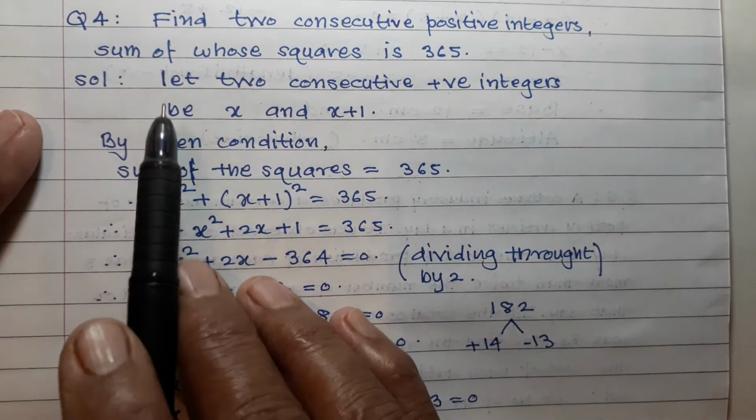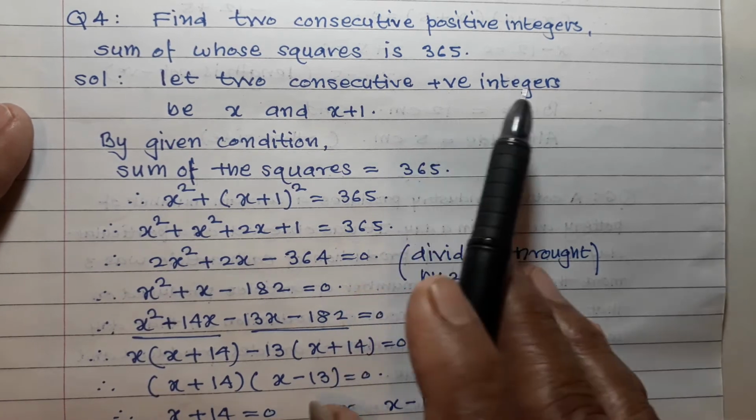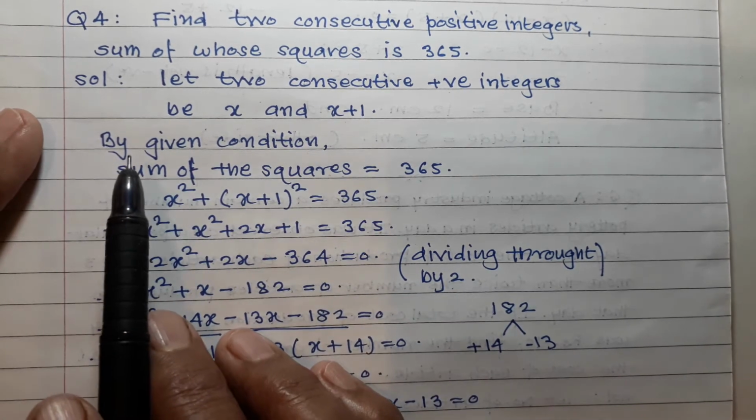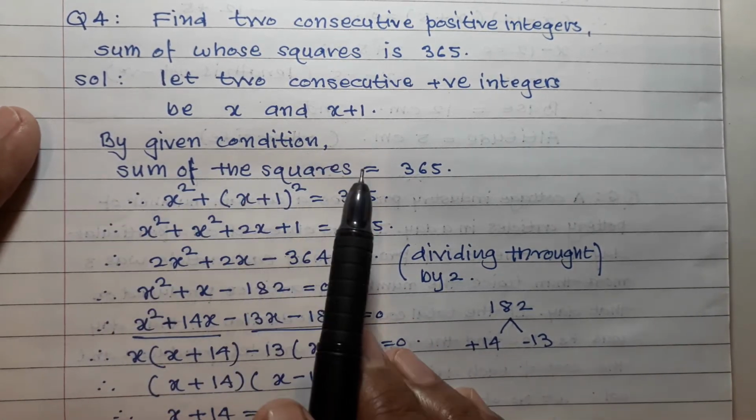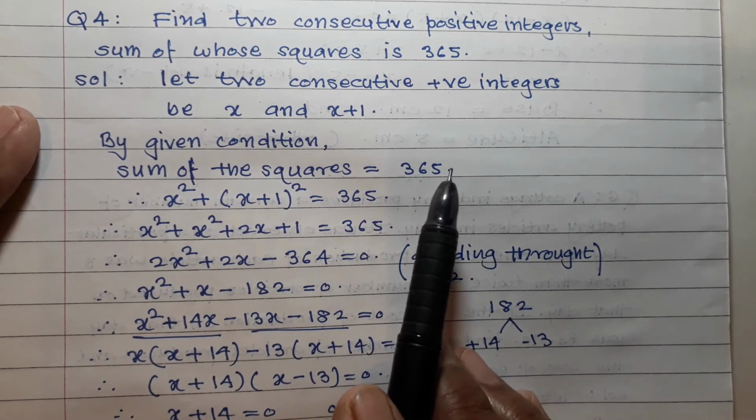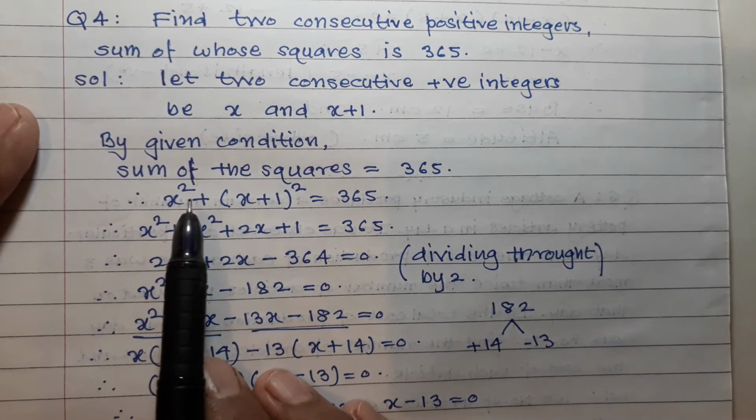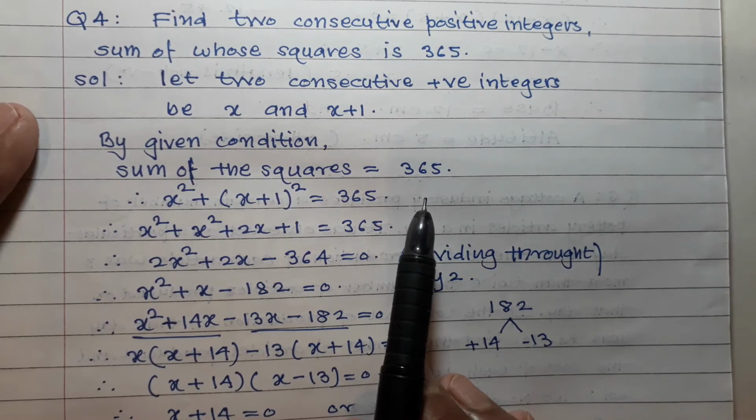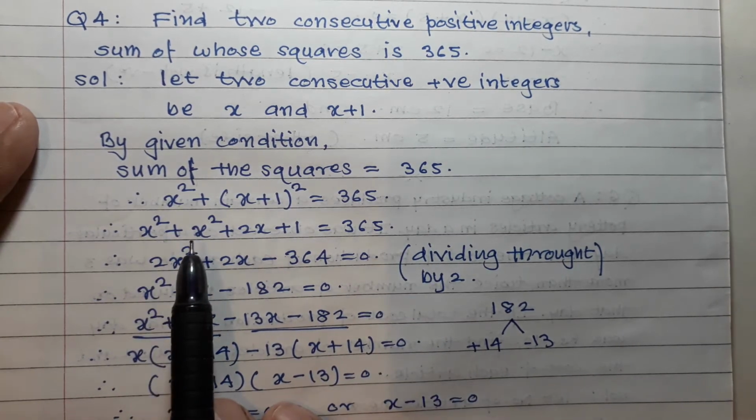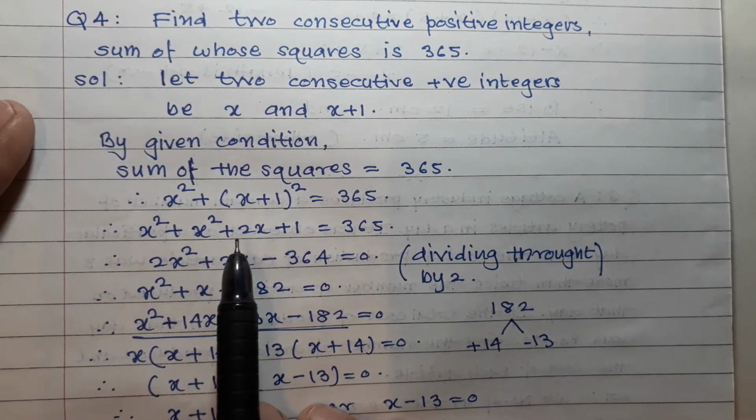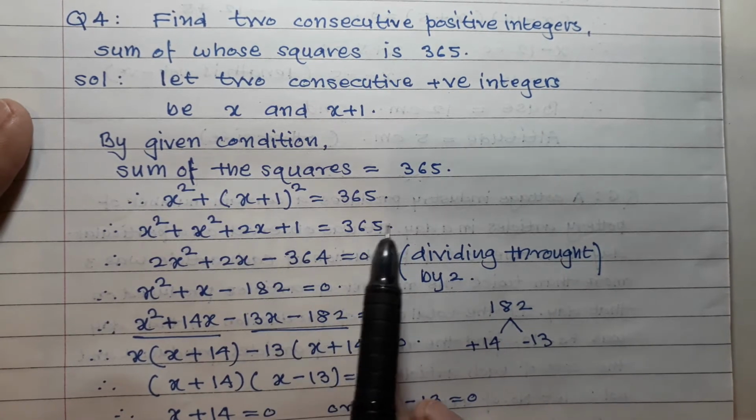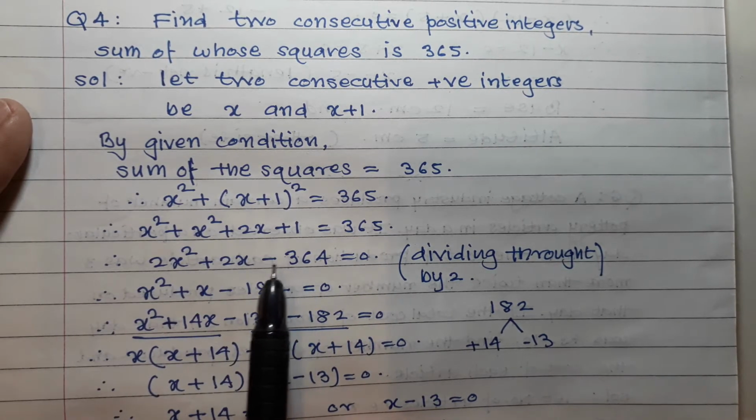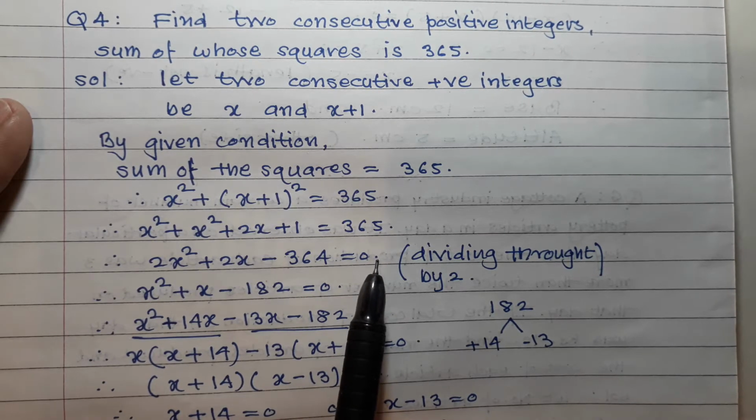Okay, solution. Let two consecutive positive integers be x and x plus 1. By the given condition, the sum of the squares is equal to 365, and therefore x squared plus (x plus 1) squared is equal to 365. Simplify this: expand, x squared plus 2x plus 1 is equal to 365, and therefore 2x squared plus 2x minus 364 is equal to 0.